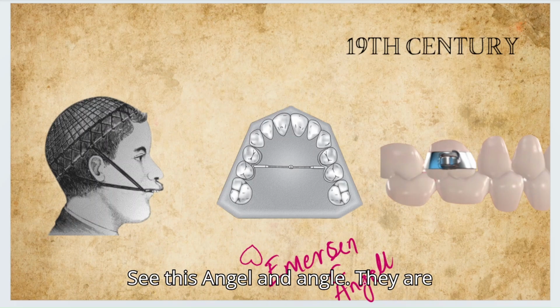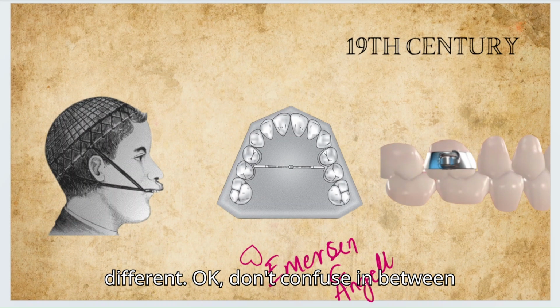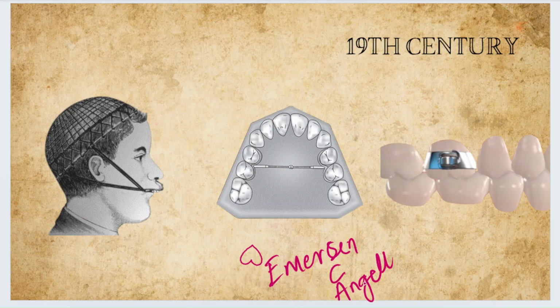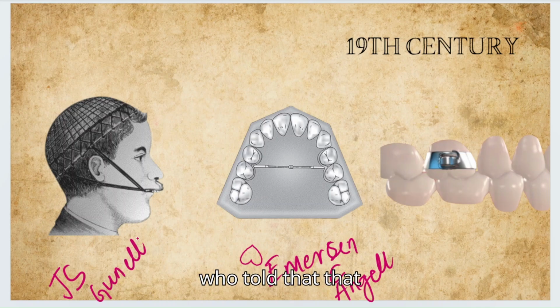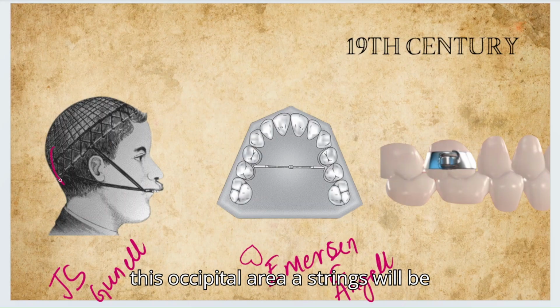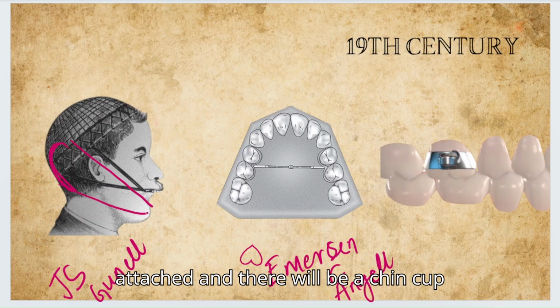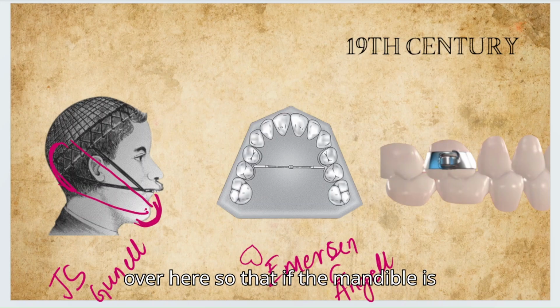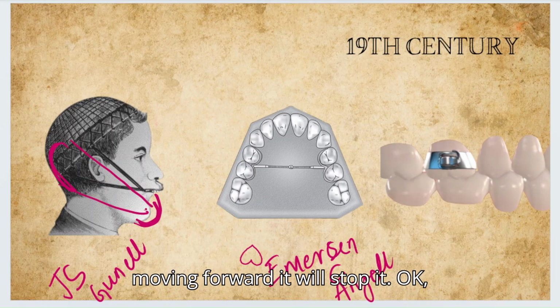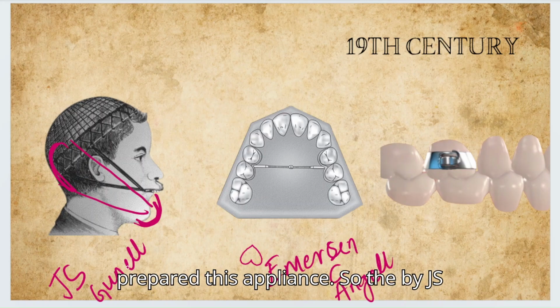See, this angel and angle, they are different. Okay, don't confuse between that. First was J.S. Gunnell, who told that this chin strap, this occipital anchorage, we can use it to provide treatment for mandibular protrusion. This is the opposite picture, in that from this occipital area strings will be attached and there will be a chin cup over here, so that if the mandible is moving forward, it will stop it. Okay, so in the 19th century they prepared this appliance, so by J.S.